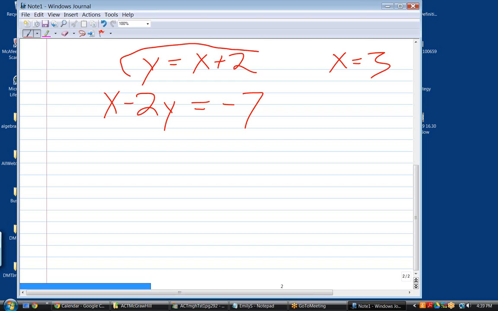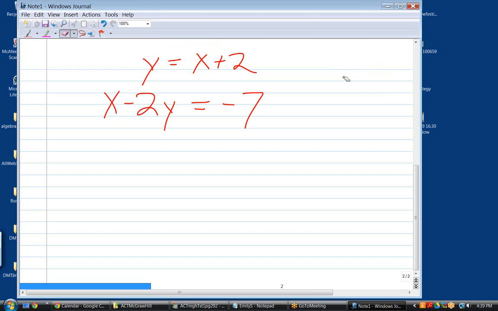Use the easier equation. In other words, since we're solving for y now, we've already solved for x, it's really easy to solve for y using that equation there. Oh, yeah. I forgot we can use the same one. Y equals 3 plus 2, 5. So always use the easier equation.